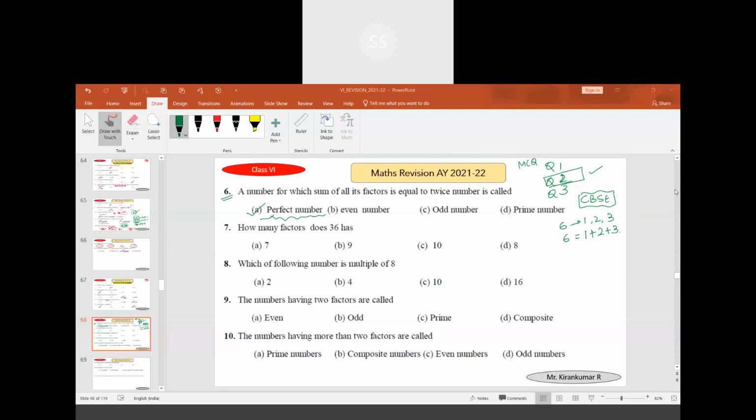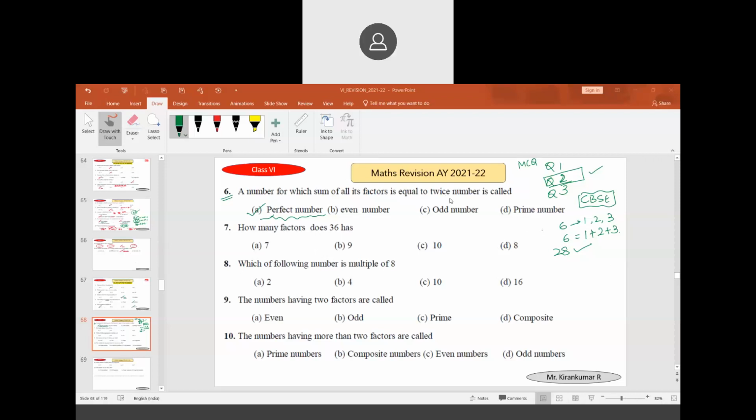I have told first. Correct. Can you tell any other? Sir, 24? No. Only 28. Sir, all the multiples of 6 are perfect numbers, sir. Sir, 8 is also a perfect number, sir. All the multiples of 6 are not perfect numbers. Let me tell you, the answer is 7.